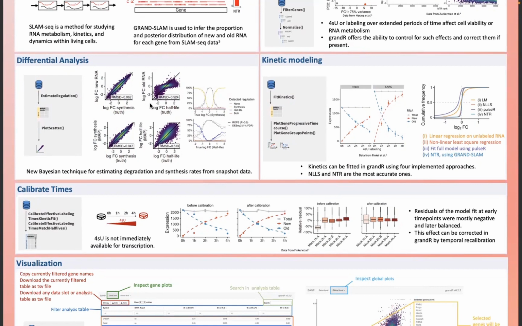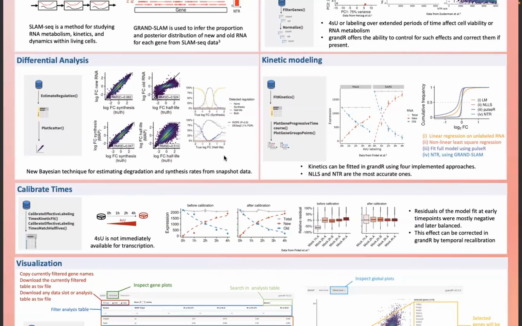By using our statistical approach, we see that our estimates are more accurate for the synthesis and even more accurate for the half-life. Additionally, we compared our approach by using a ROPE, so region of practical equivalence, with DESeq2 to see if we can accurately identify changes in synthesis or half-life. And what we found is that for synthesis, ROPE and DESeq2 showed very similar sensitivity and specificity, but for the half-life, our approach showed a higher sensitivity and specificity because DESeq2 also detected changes in both and not only in half-life.